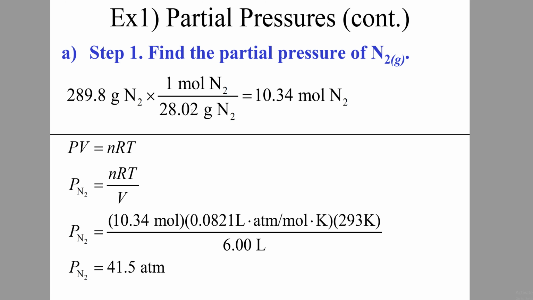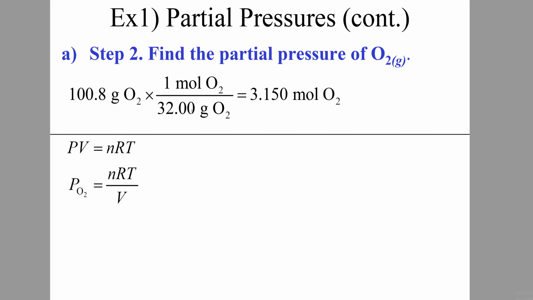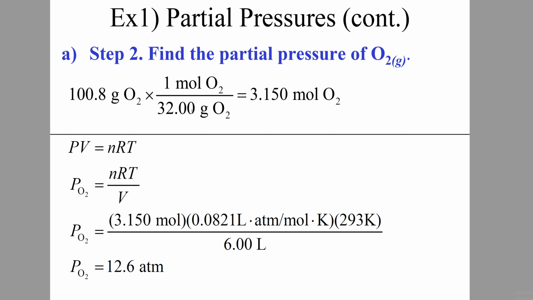Now step 2 is we have to find the individual pressure of O2. Go ahead and pause the video if you need to, but the idea here is to figure out that pressure using the exact same method. So we take the 32 grams of the O2. Now remember your sig figs for this one. We're looking at 4 significant figures. 1 mole of O2 over 32 gives you 3.150 moles of O2. You find your PO2, plug the 3.150 in and your RT value, and you should get a pressure of 12.6.